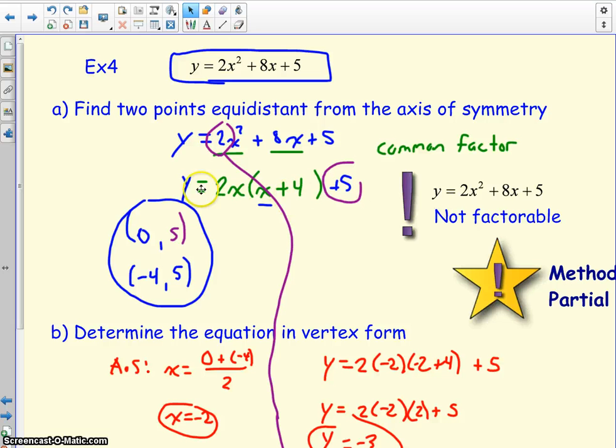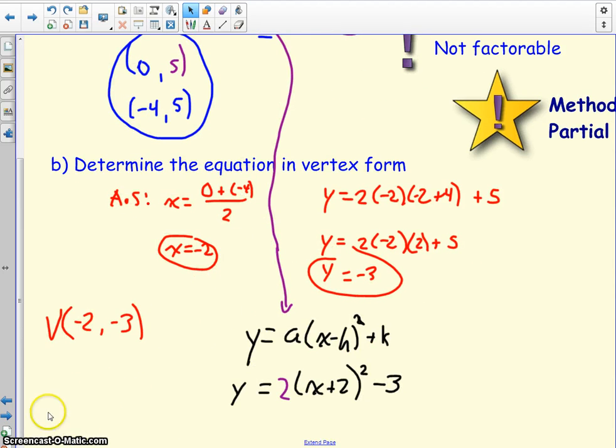Okay, it's not, and once you do a few of these, putting something in partially factored form doesn't take tons of time, just a matter of common factoring the first two terms. Okay, so it's really not too bad at all.